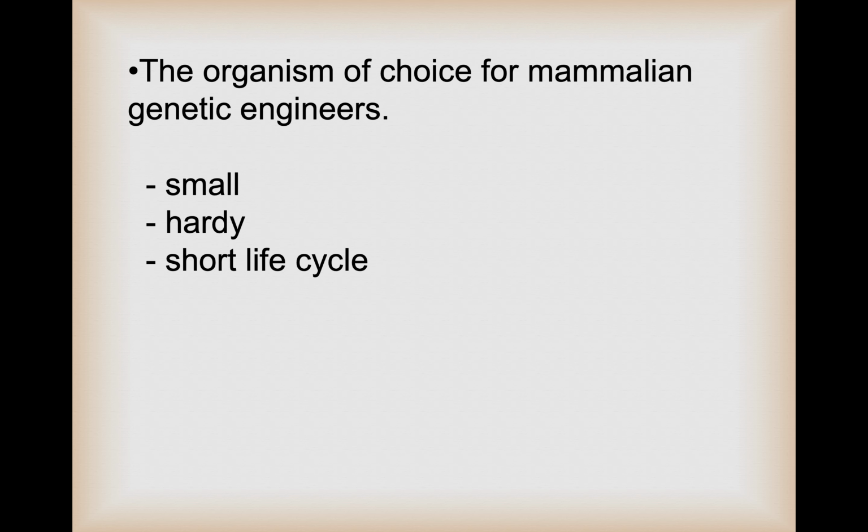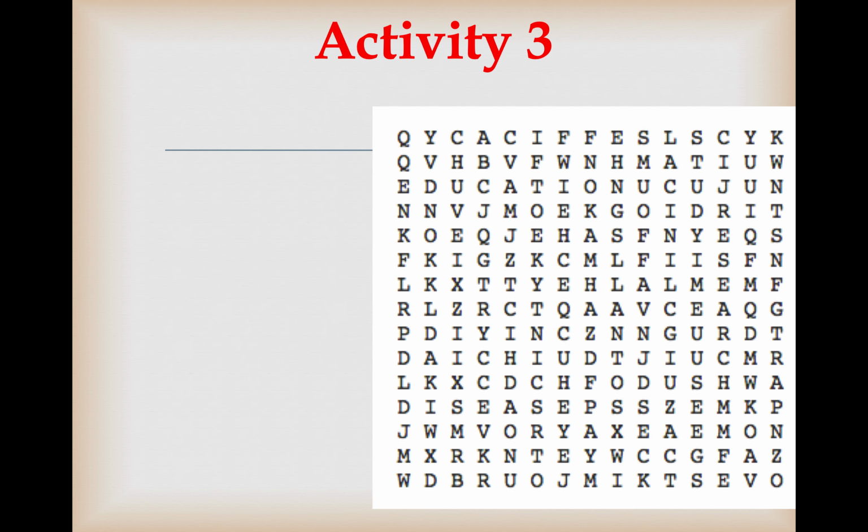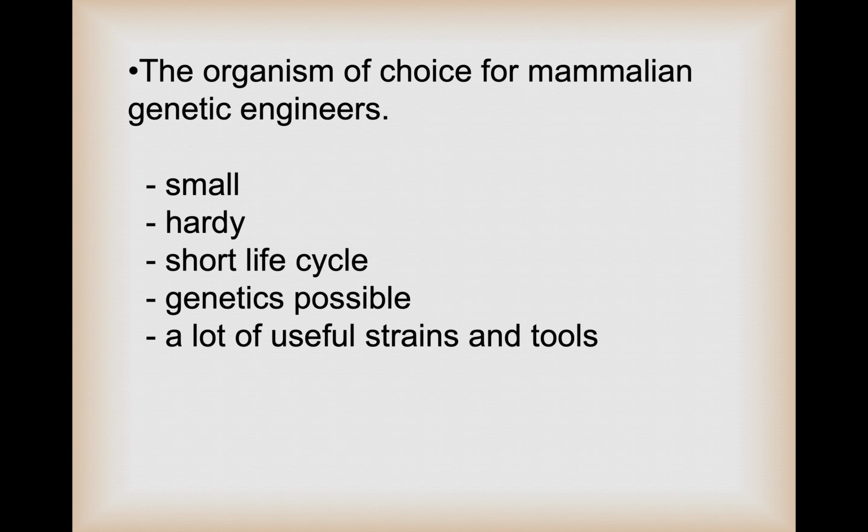It has short life cycle. This is actually important so that we do not cause more sufferings to them. So genetically, it is possible because it has been more or less compared with human, and a lot of useful strains and tools are available to study in genetic mice, and for comparison of human and mice transgene and also genome.